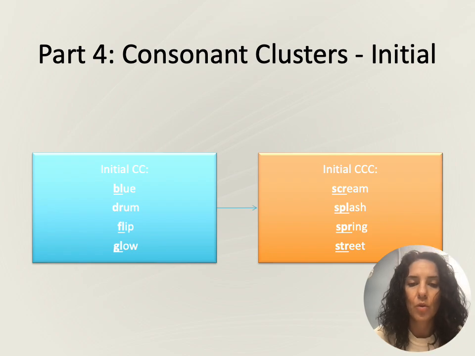Then we go to the initial consonants, so now three initial consonants. We have the word scream, consonant cluster SCR, splash, consonant cluster SPL, spring, consonant cluster SPR, and consonant cluster STR, street. So all those are consonant clusters, initial.